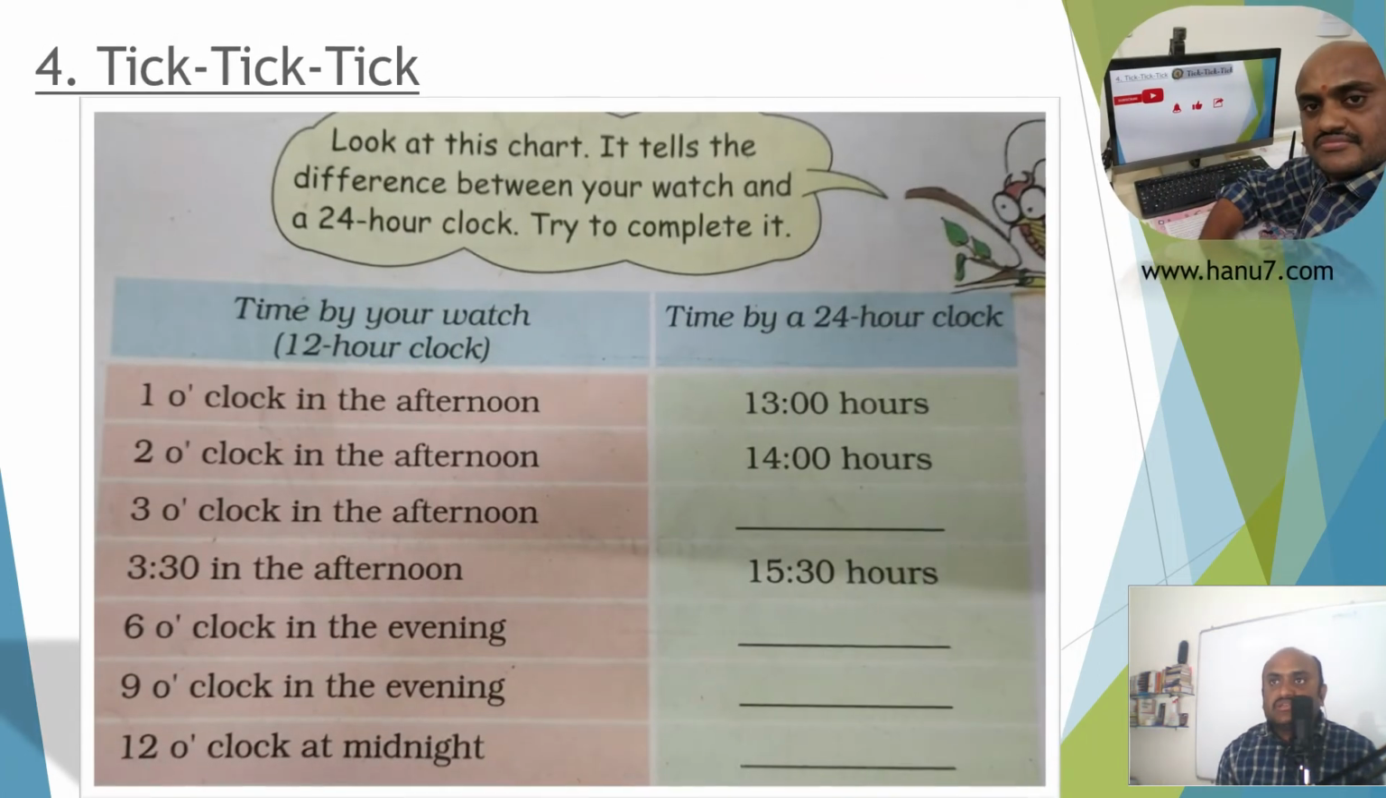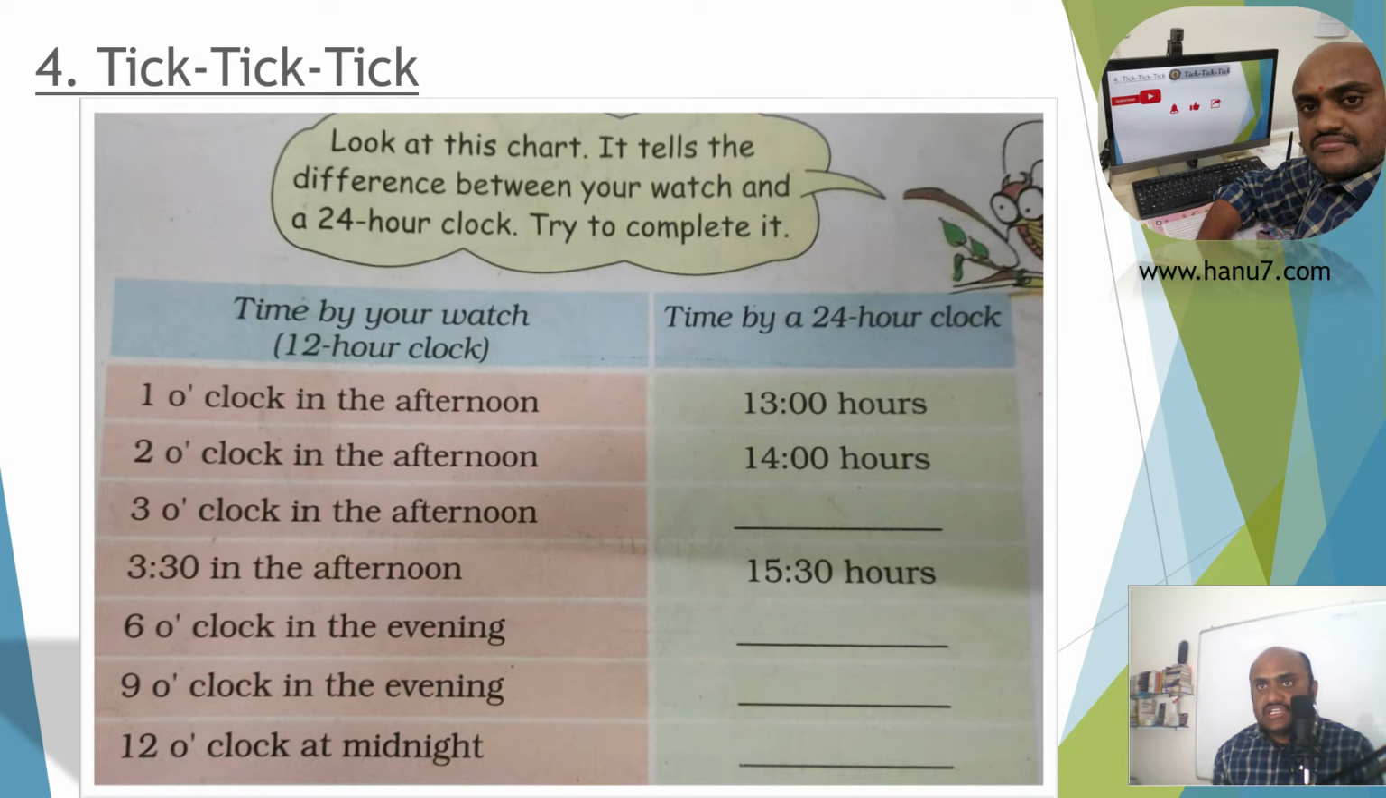Now look at this chart. It tells the difference between your watch and a 24 hour clock. Try to complete it. He has only written the first one. It is 1 o'clock in the afternoon is 13 hours, 2 o'clock in the afternoon is 14 hours, 3 o'clock in the afternoon is 15 hours. Okay, and then similarly you have to write 6 o'clock in the afternoon is 18 hours. Okay, all you have to do is simply add this particular value to 12.